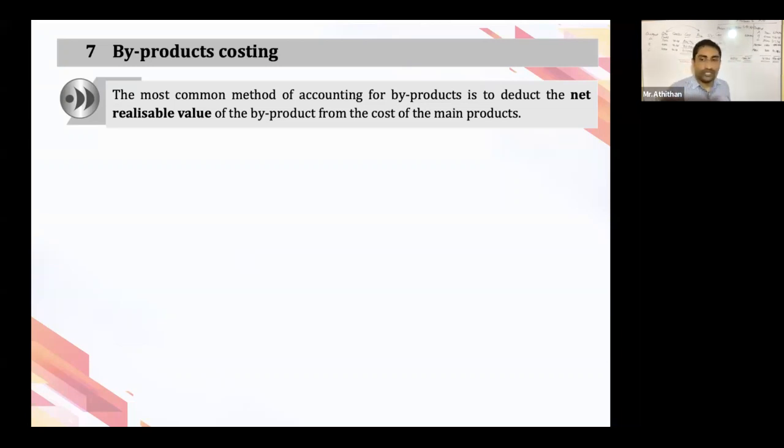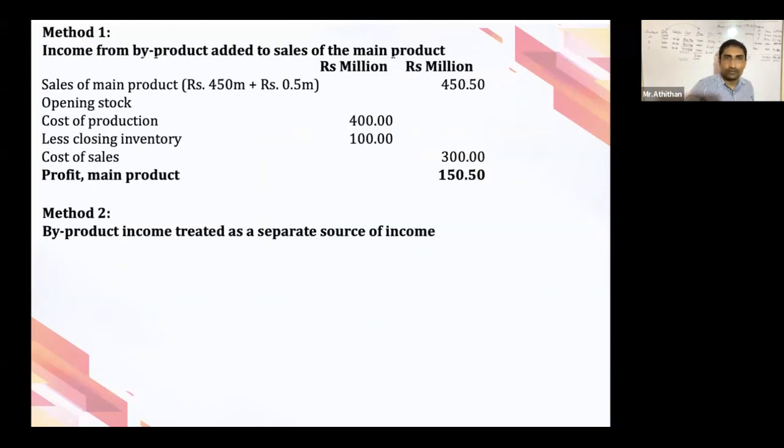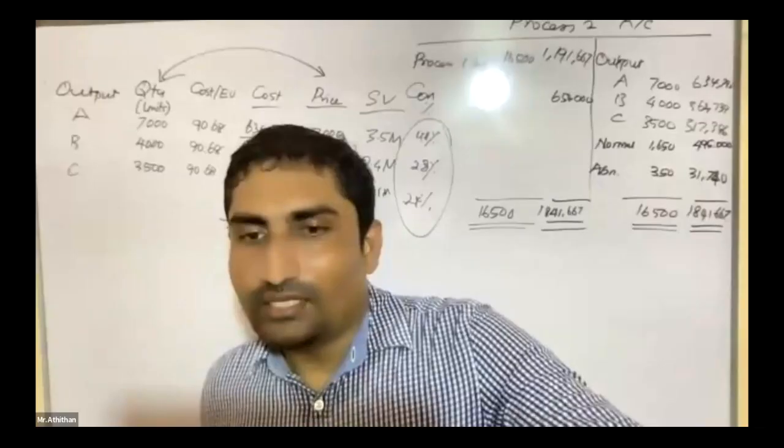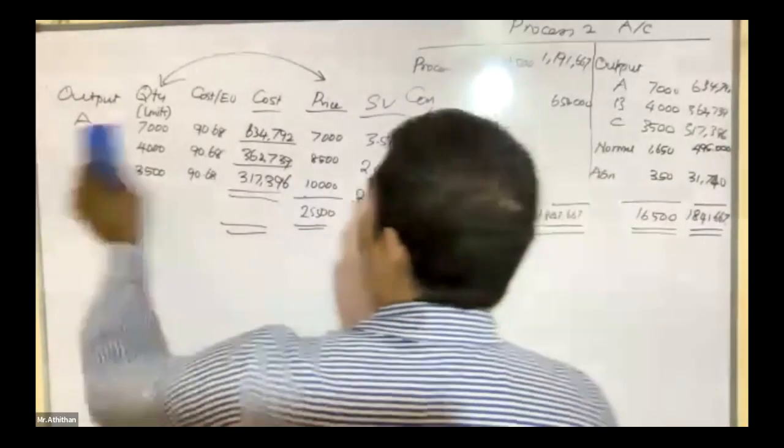However, there are alternative methods. Right. A byproduct has some commercial value. Any income generated from it may be treated either as, right? We are going to see the byproduct. There are 4 different methods.